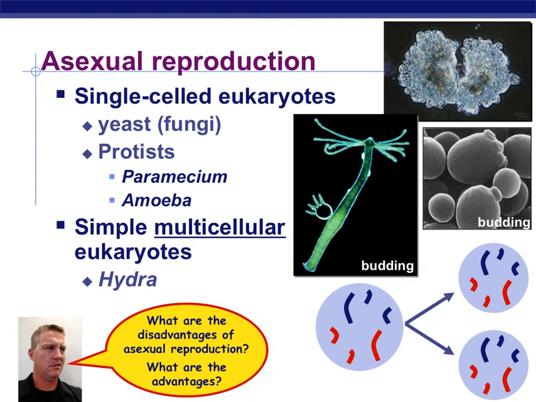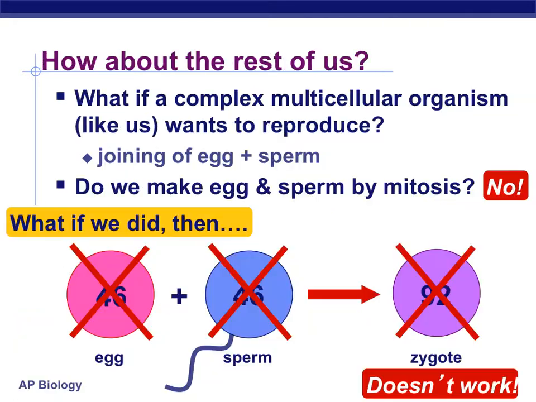You should be able to discuss the disadvantages of asexual reproduction, but also the advantages. Of course, disadvantages would include that there's less variation produced, but advantages are, well, you don't have to go through the trouble of finding and fighting for and winning a mate.